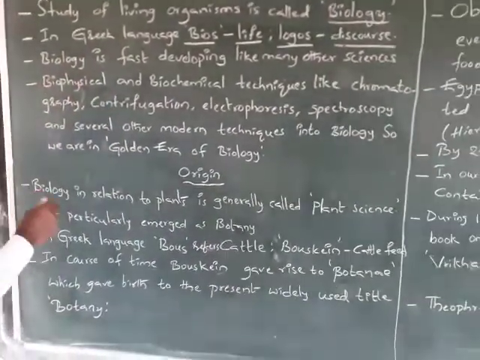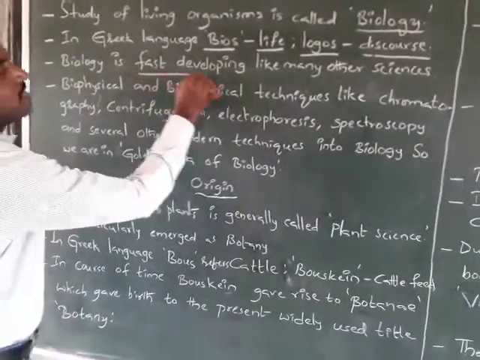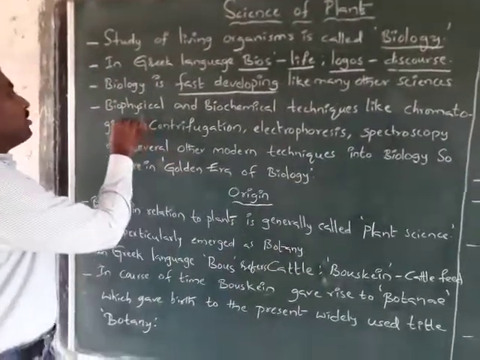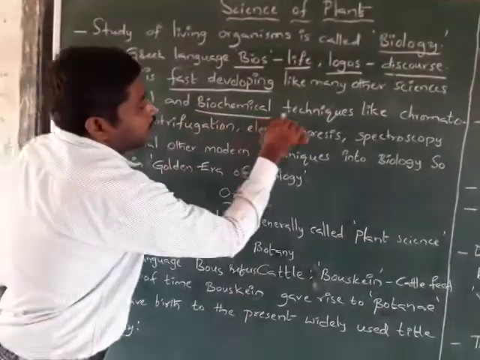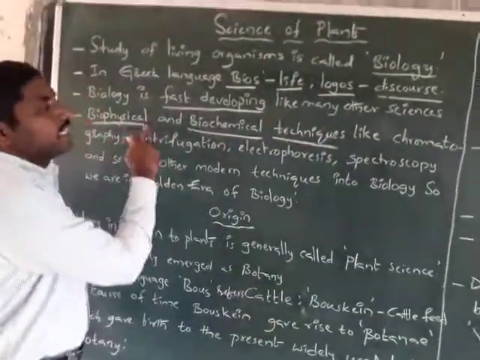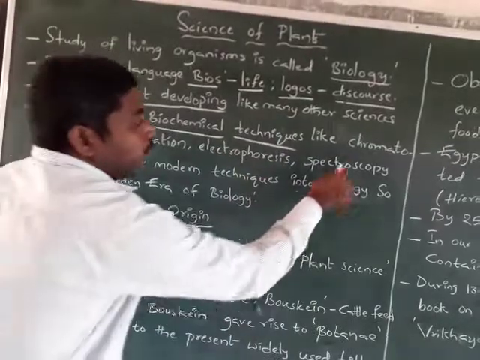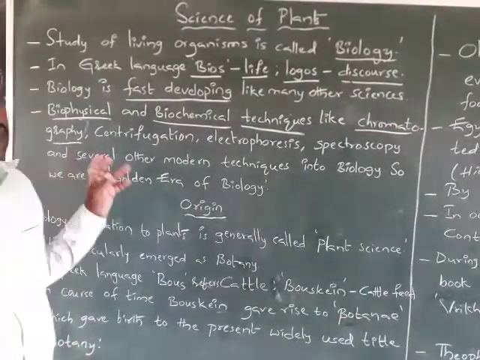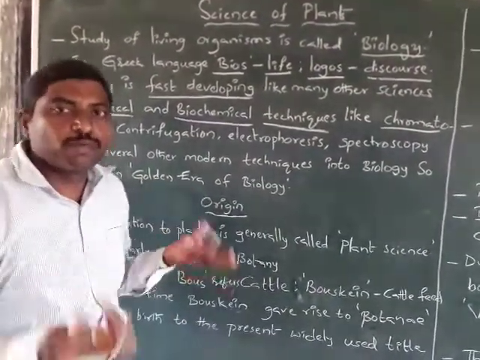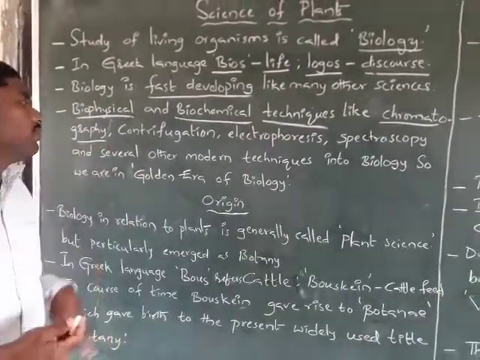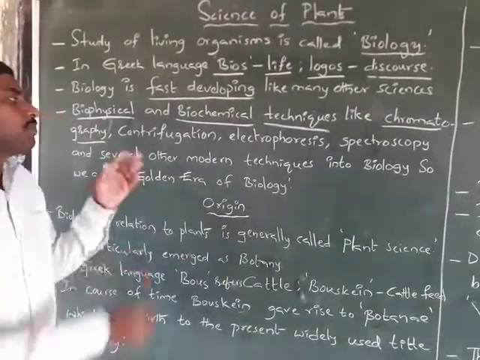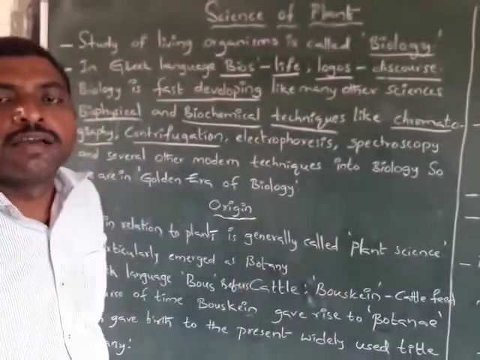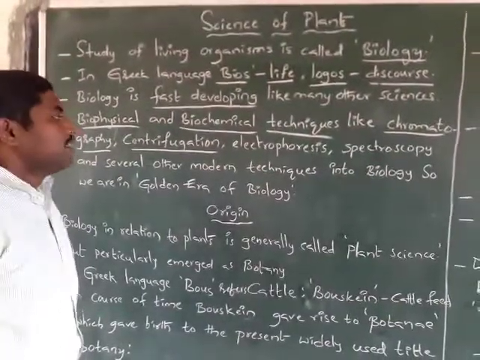Biology is fast developing, like many other sciences, because of biophysical and biochemical techniques. Chromatography is used to separate the pigments, the chemical compounds. Centrifugation is also one of the tools to separate the secondary metabolites from microorganisms like fungi, bacteria, etc.